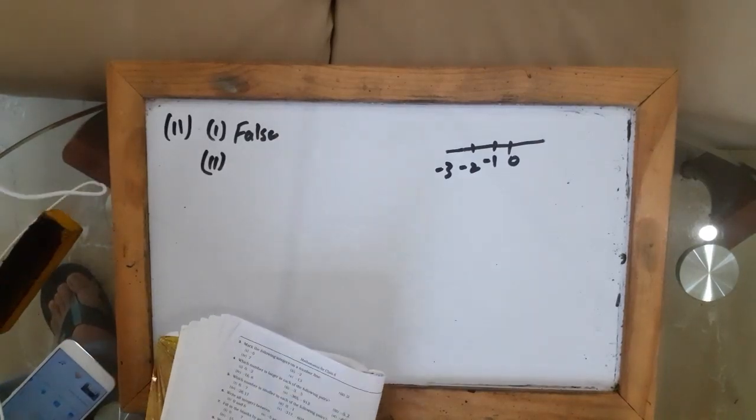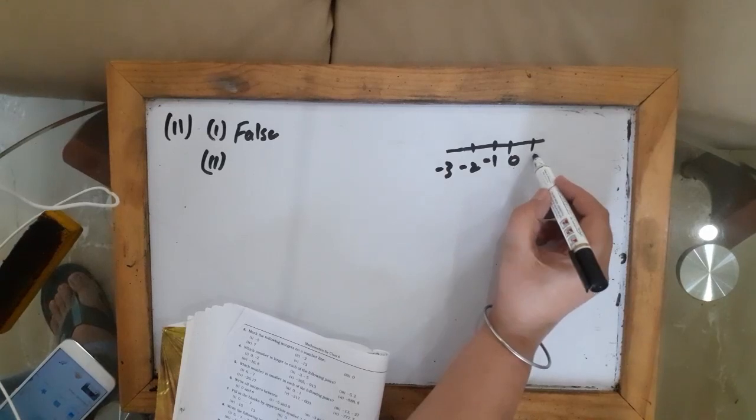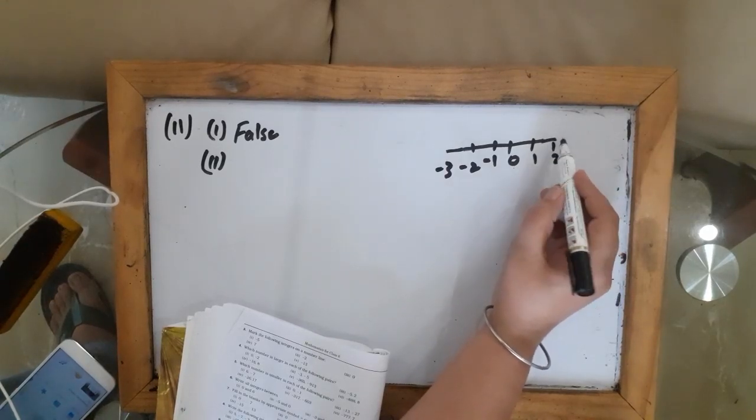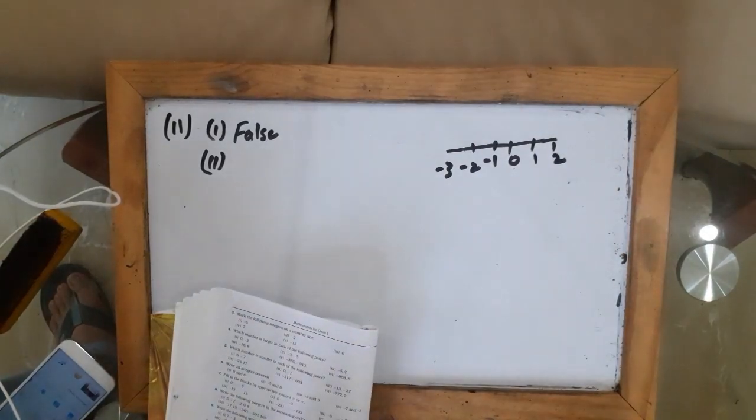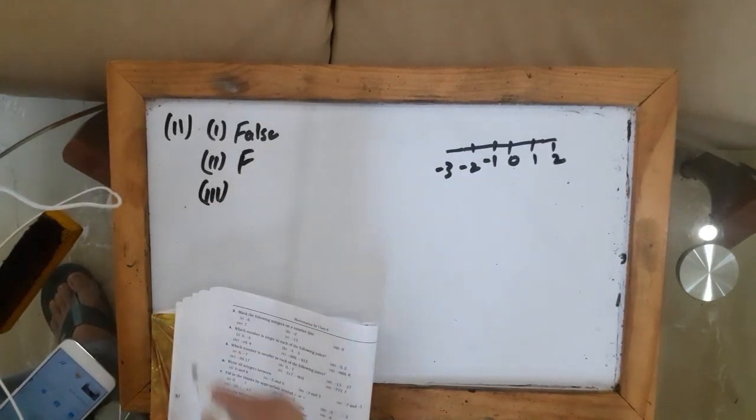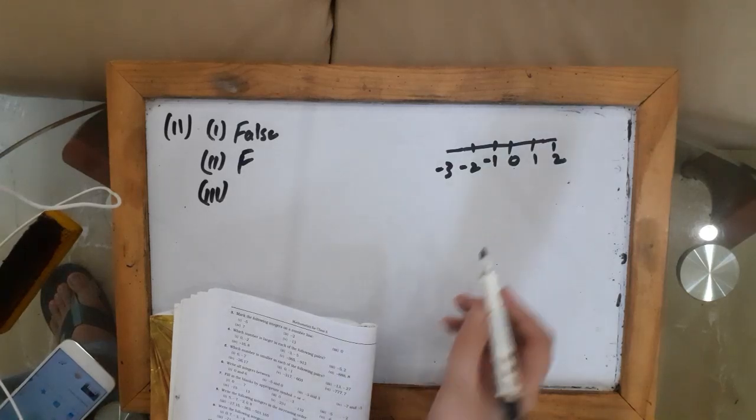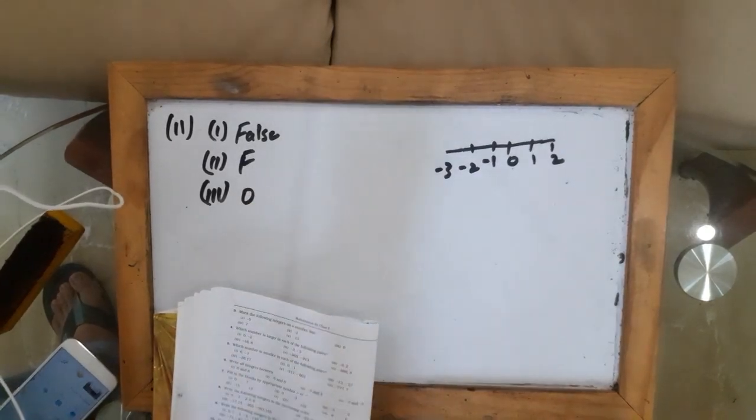Now look at the second one. The second one says 0 is not an integer. So I gave in the definition, what did I say? That 0, negative numbers and positive numbers are all integers, and they are saying 0 is not an integer. So this statement also is false. The opposite of 0 is 0. Yes, the opposite of 0 is 0 only.